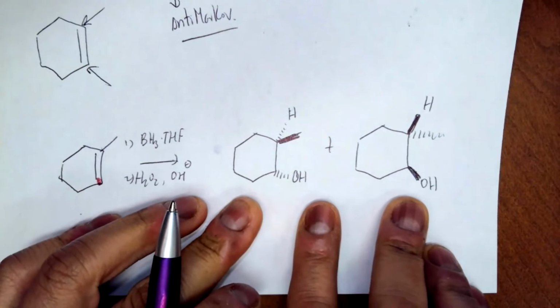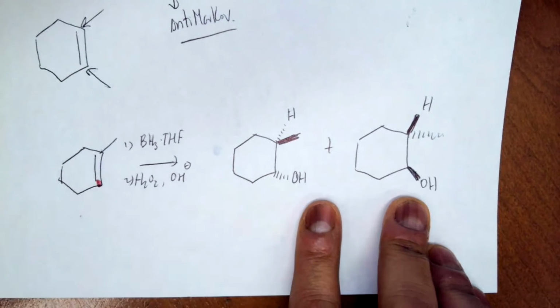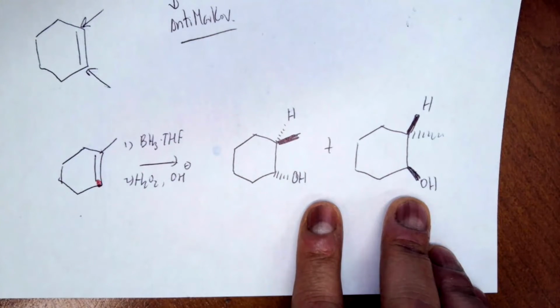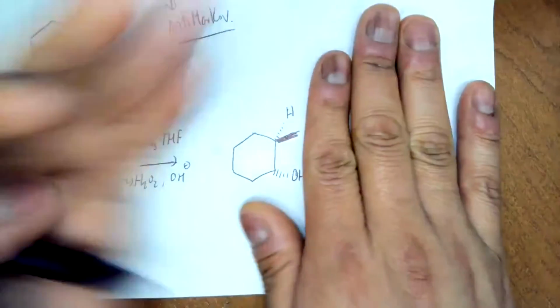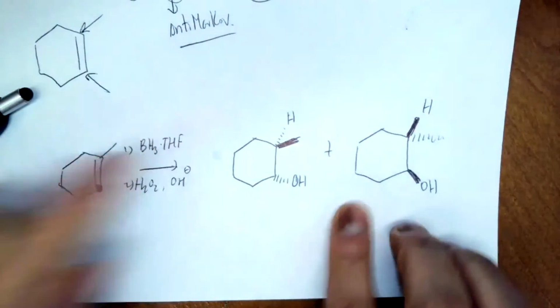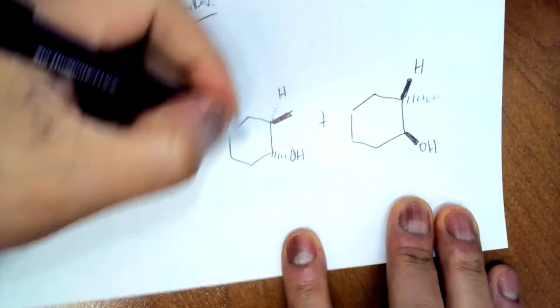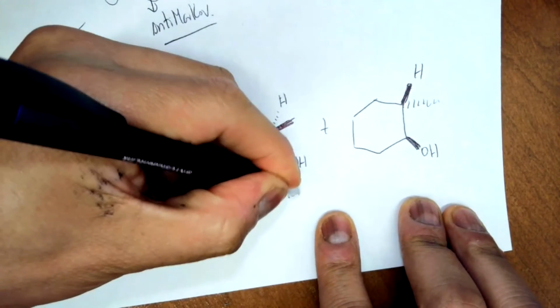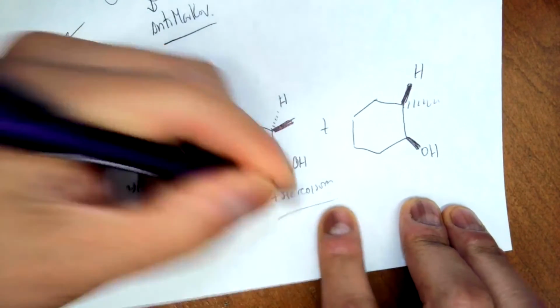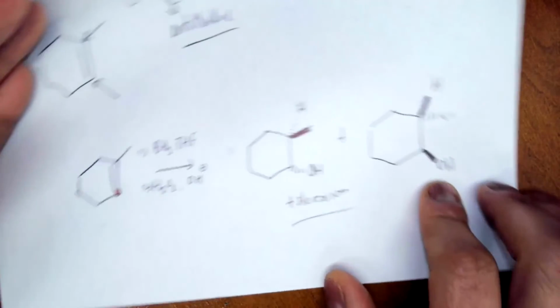Are these products enantiomers? Let me see. Yes, they're enantiomers. If you flip this, they will be exactly the mirror image of this. So in this case, I would say like this plus the stereoisomer. In this case, they are enantiomers, but it's not always going to be the case.